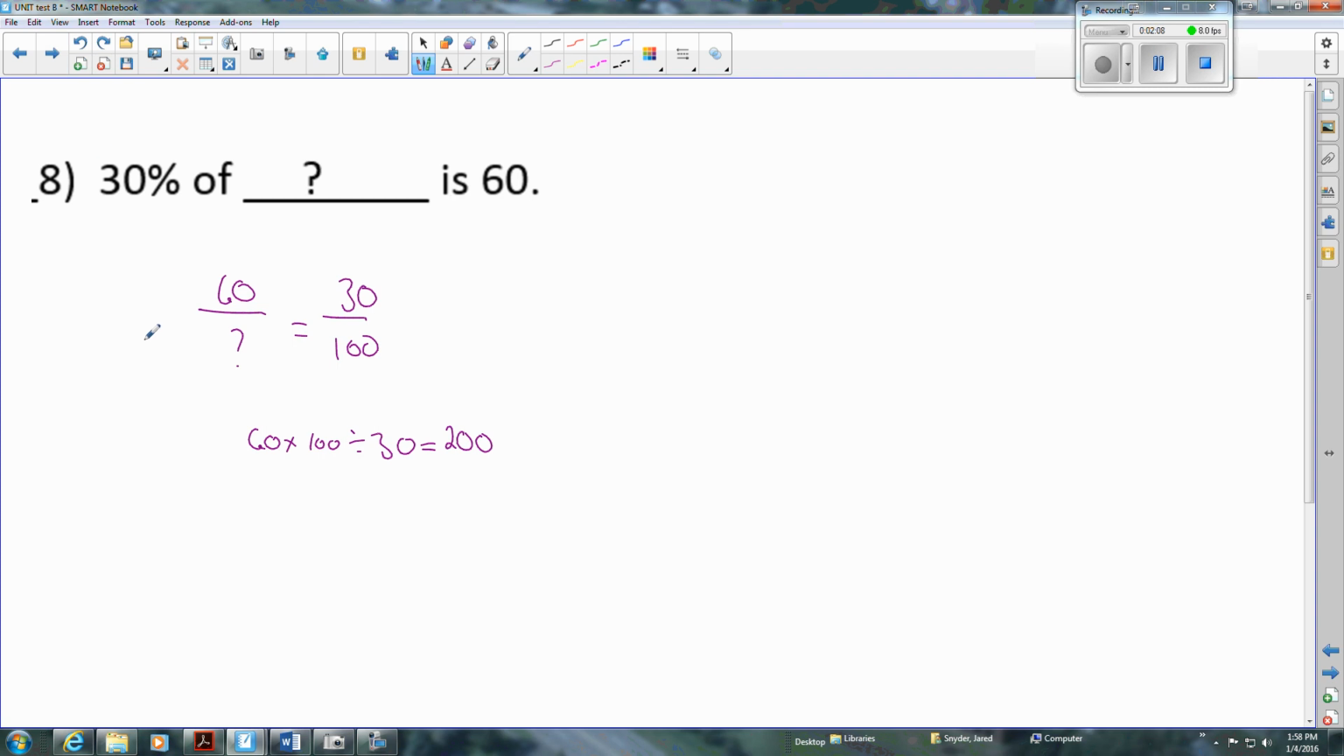30% of something is 60. So 30% is going to be in the percent spot. 60 is going to be in the is. And we would crisscross divide and you get 200. You can also look at this and say 30 times what equals 60. It would be times 2. Times the denominator by 2, you would get 200 also.